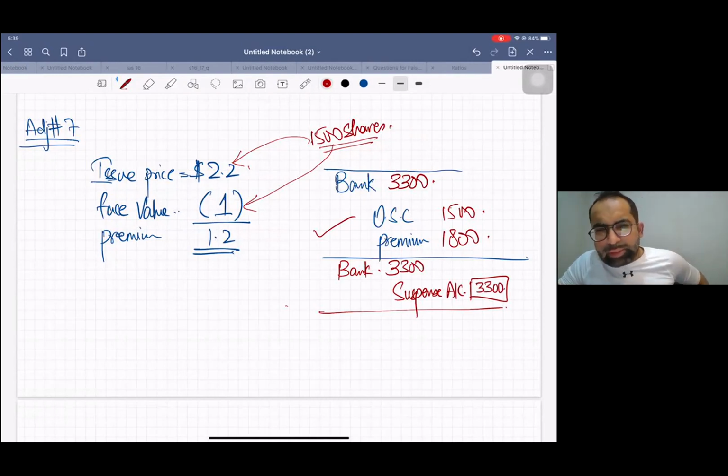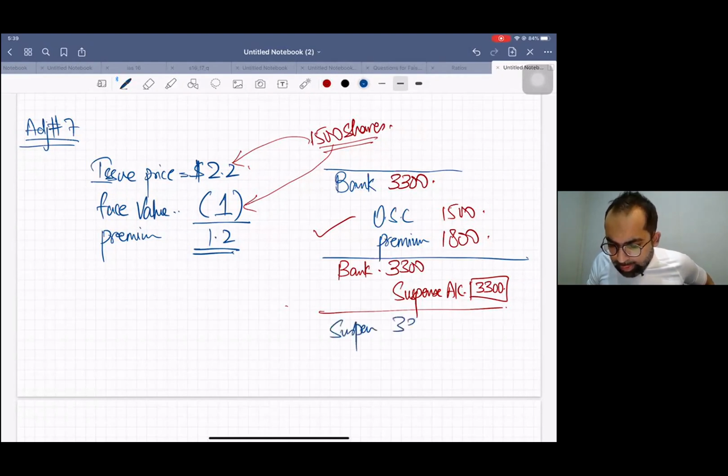Now tell me, what's the third entry? Still the entry is not needed, but make the third entry anyway. You will close this suspense account: debit suspense, because suspense is already on the credit side, and record share capital 1500 and share premium 1800.